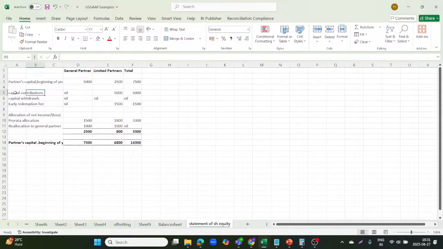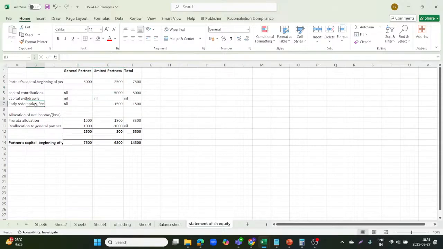Then you have capital contribution, that is the amount which is contributed by the partners, and that is being done by the limited partners, amounting to 5,000. So in total you have 5,000. Then any capital withdrawals done by any partner in the partnership firm, not the company, because it's a partner. So any capital withdrawal, if it is done, nobody has done the capital withdrawal.